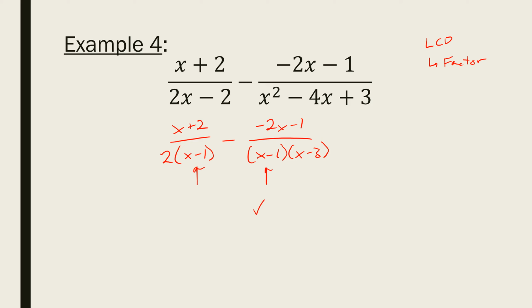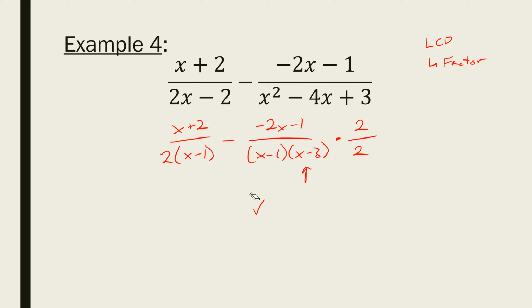It's taken care of. They both have an x minus 1. This denominator has a 2. This denominator needs a 2, so I need to multiply at least by 2 over 2. Okay, that takes care of the 2. The only other part is x minus 3.